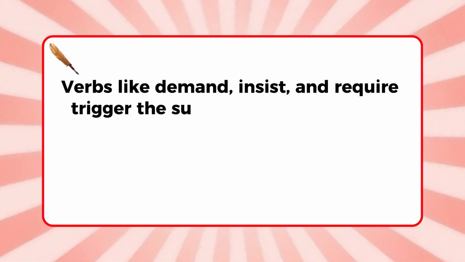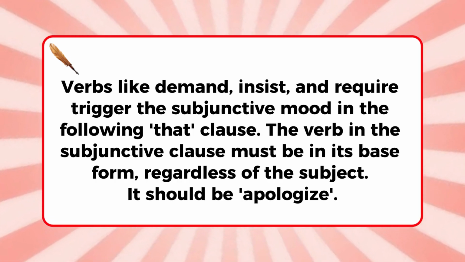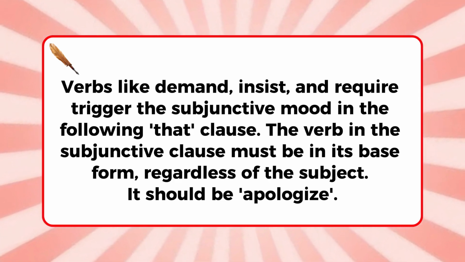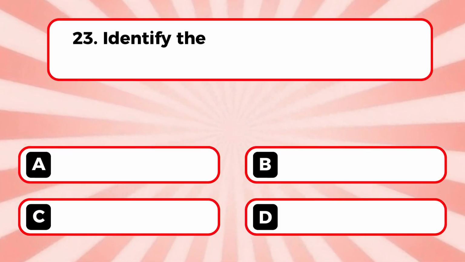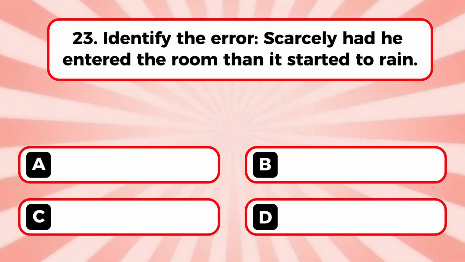Verbs like demand, insist, and require trigger the subjunctive mood in the following that clause. The verb in the subjunctive clause must be in its base form, regardless of the subject. It should be apologize. 23. Identify the error. Scarcely had he entered the room than it started to rain.